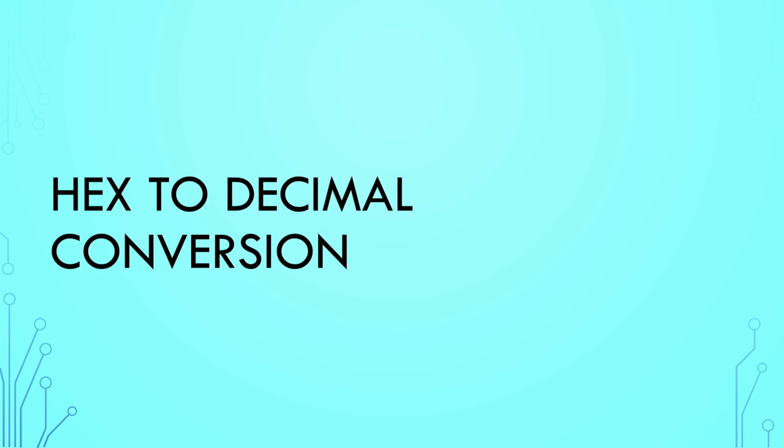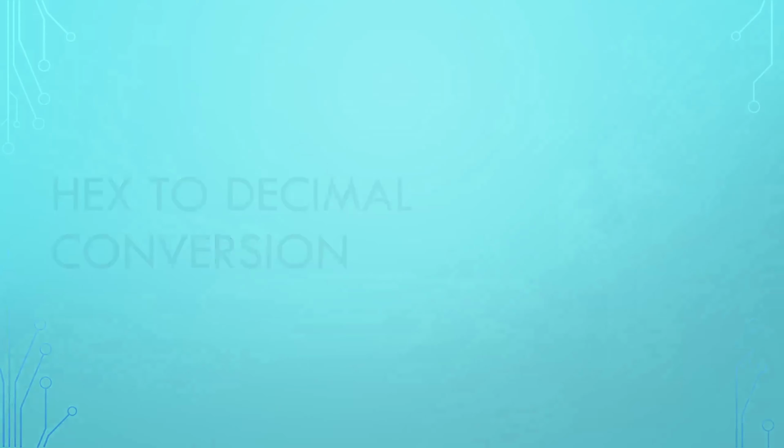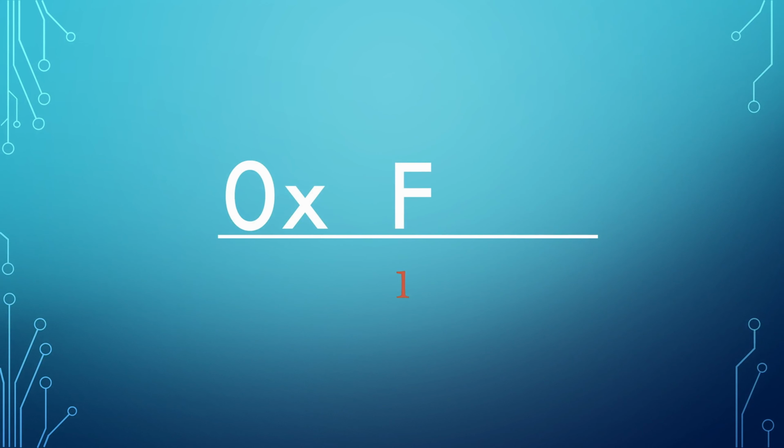Let's learn how to convert. This will help us better understand how to read hex codes. Here we have 0xF, and I have this value of 1 underneath it. Looking back at the previous table, F is 15. So 0xF is 15.